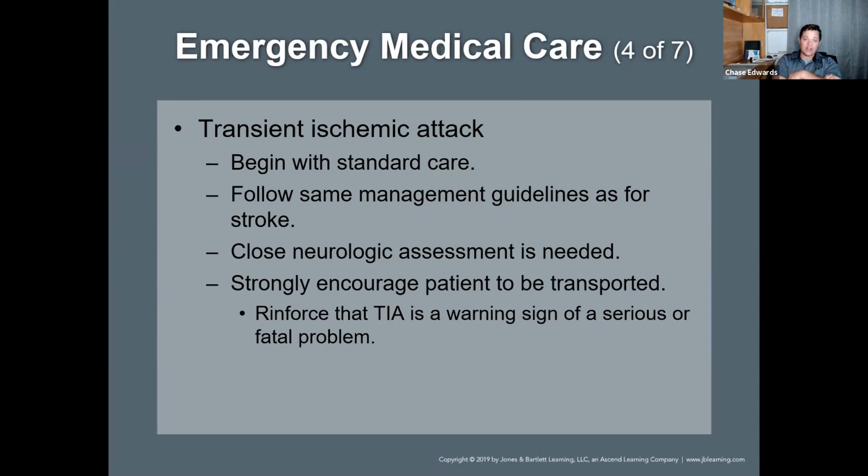You want to strongly encourage that they get transported because, like I said earlier, a TIA could just be a pre-indicator of a coming stroke. So if the patient refuses, you need to appeal to the patient's family as well. If they're just going to refuse, encourage them to seek some sort of medical care soon after. And then reinforce that TIA is a warning sign of a serious or potentially fatal problem with blood vessels in the brain.